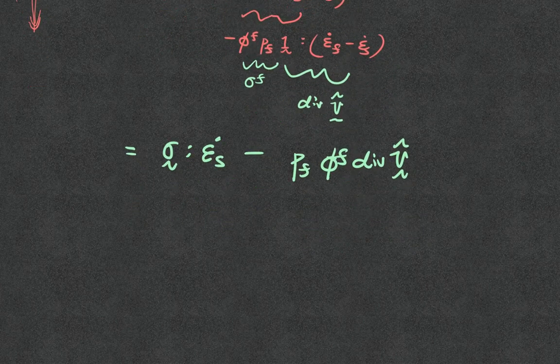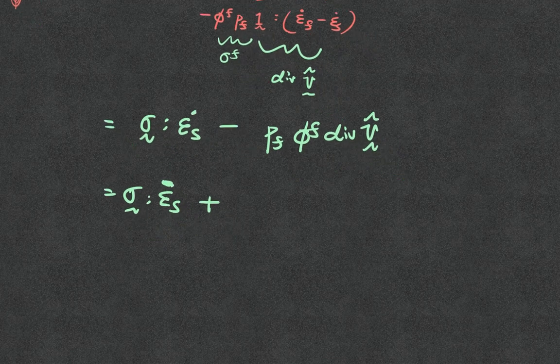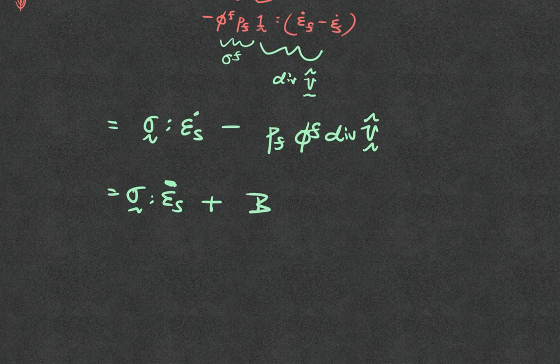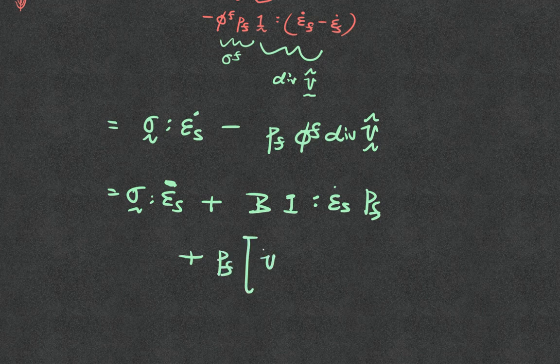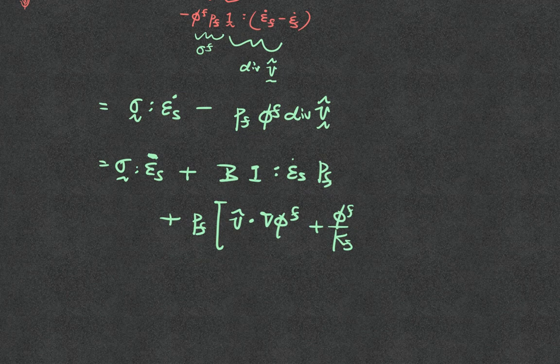And if I substitute into the previous derivations I have for the relative velocity from the balance of mass, I won't write out all the details, but I will have the Biot coefficient times the identity matrix double dot epsilon_s, plus p_f, plus a very gigantic term that I have to write out to complete the description.